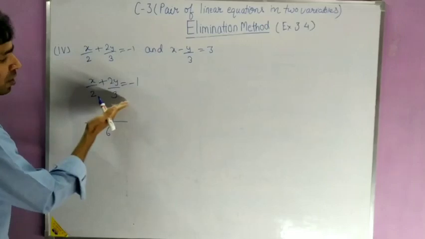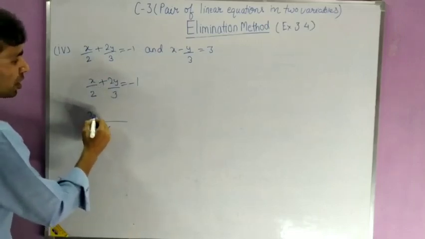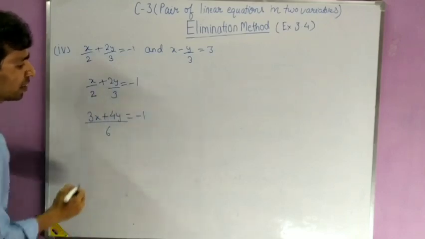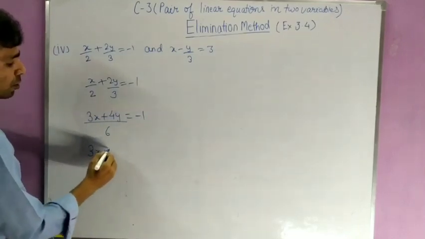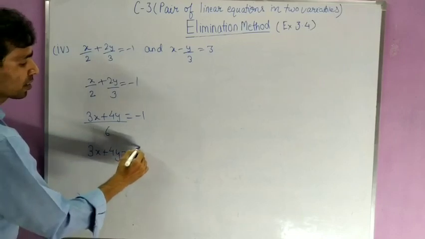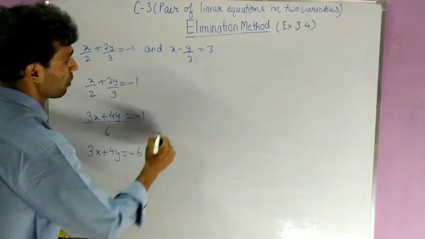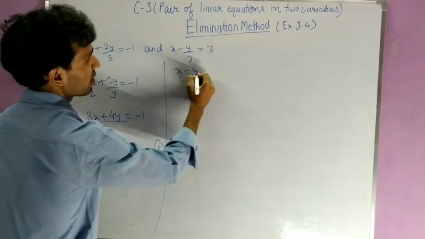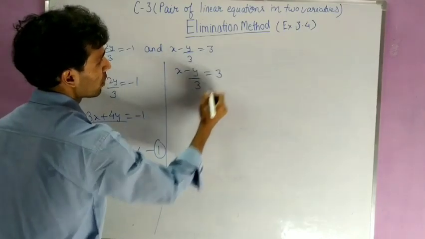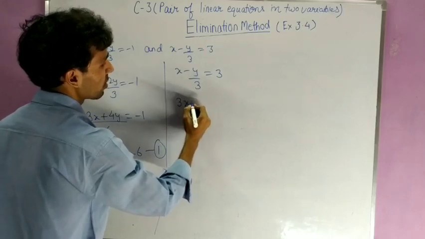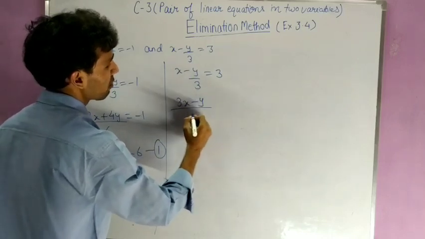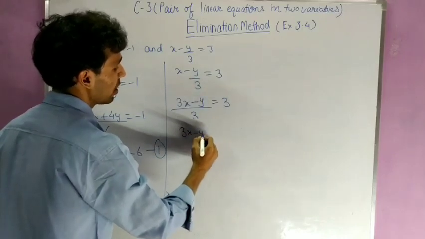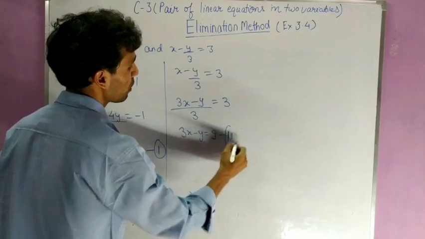So LCM of 2 and 3 will come 6. So here will be 3x and here will be 4y equal to minus 1. So equation comes 3x plus 4y equal to minus 6. This is your equation number first. Now for second equation, x minus y upon 3 equal to 3. So LCM will be 3. So it will be 3x minus y upon 3 equal to 3. Now 3x minus y equal to 9. This is equation number 2.